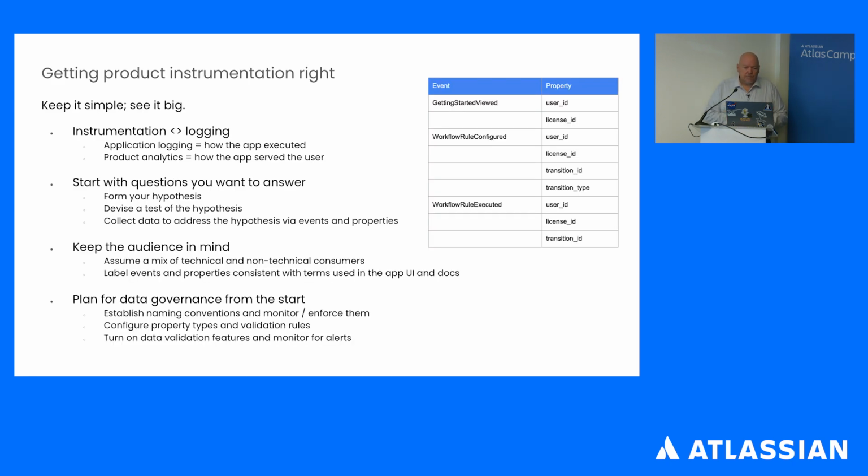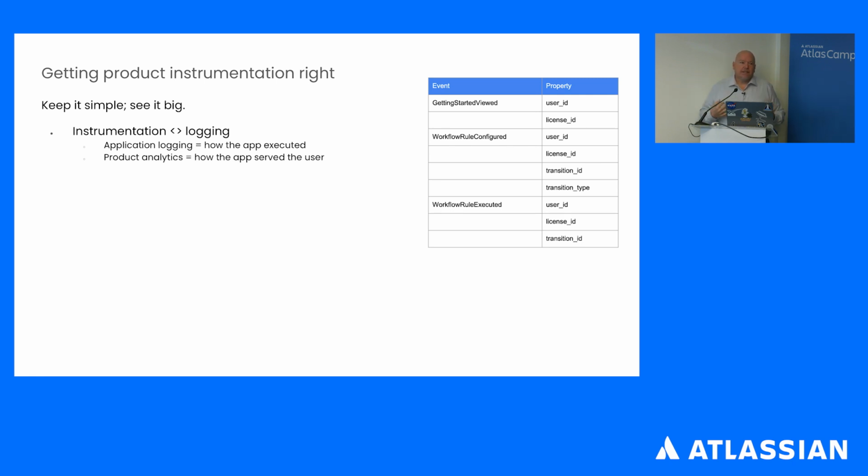So my mantra is keep it simple. There's lots of value to get from concise, carefully designed events. And a note here, instrumentation versus logging. They're not the same thing, okay? It's easy to think that way. But logging is how the app executes, typically back end, maybe some monitoring of front end performance as well. Product analytics is how the app serves your user. You're concerned with the user experience. You're concerned with the value that gets delivered.